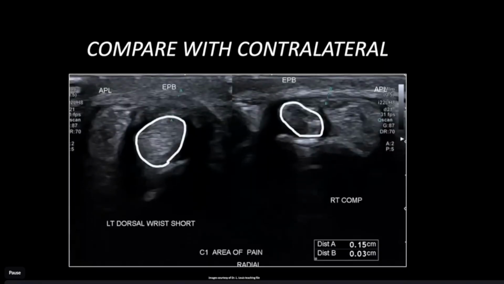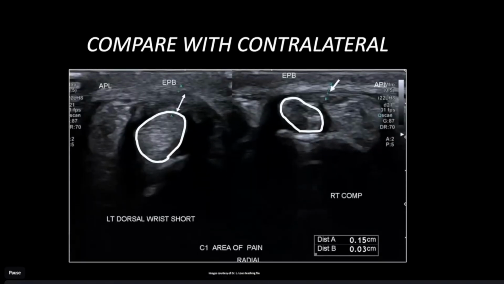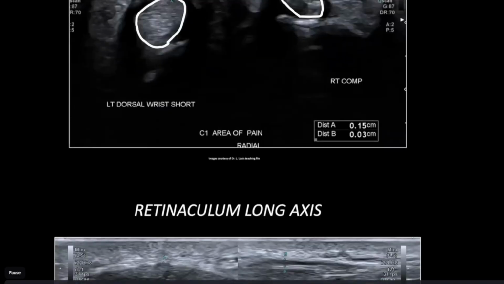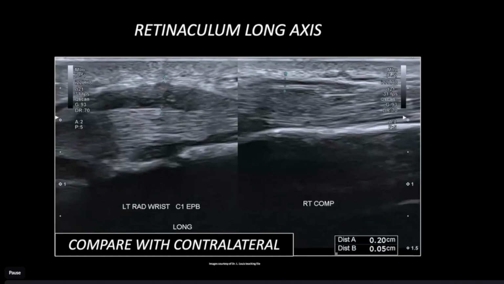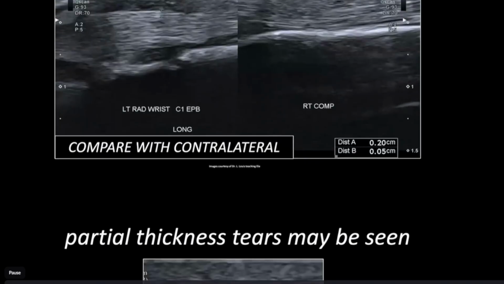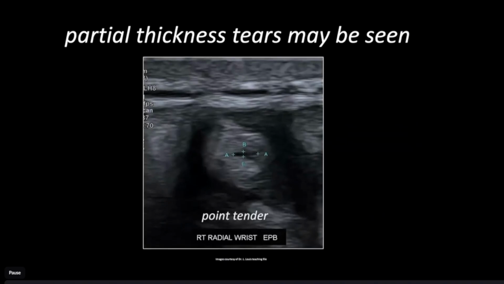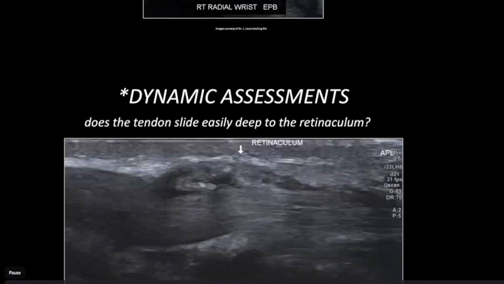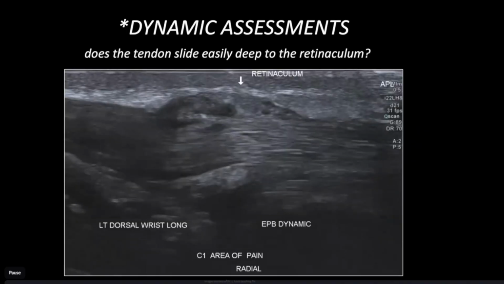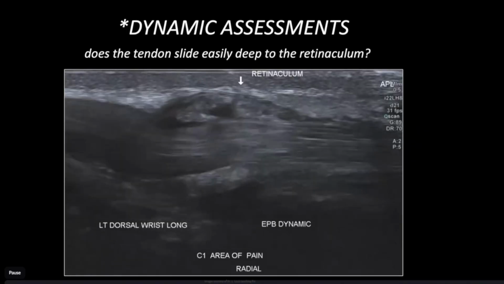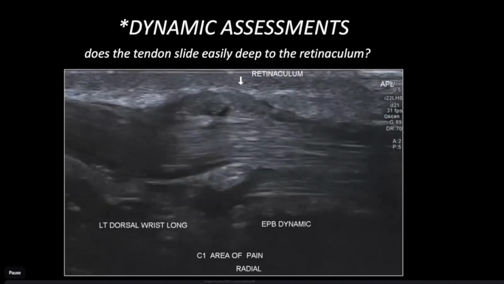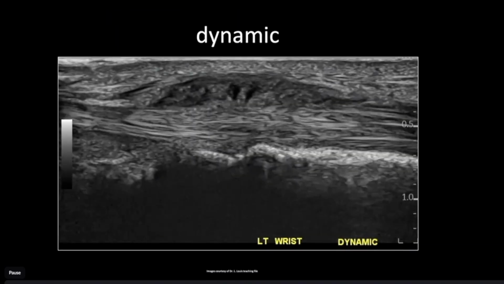You want to always compare with the contralateral, tendons thick, and also the sheath. And again, in long axis, you're looking at the retinaculum. Partial thickness tears might be seen. It's not as common, but sometimes you see them. And dynamic assessments are really important. You want to see if that tendon is jamming up under the retinaculum. In this case, it's not.